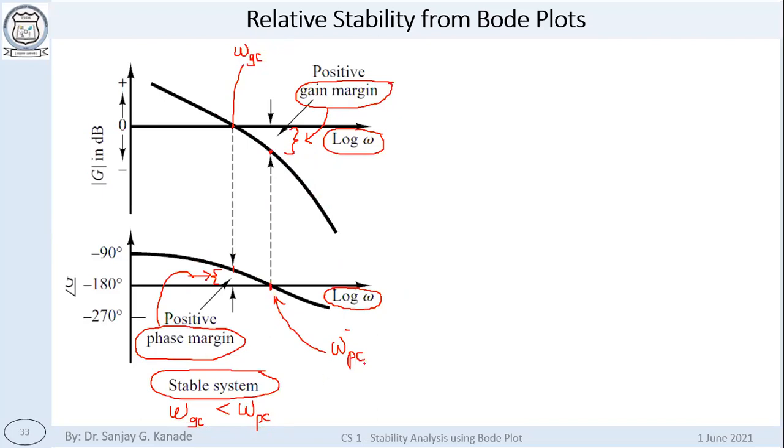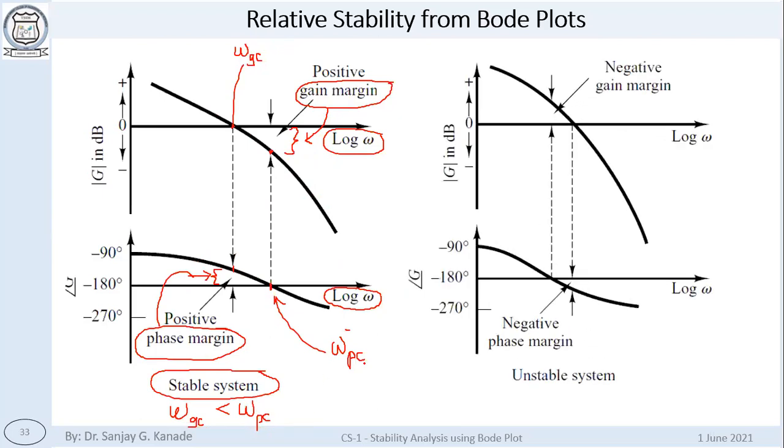and these are called positive gain margin and positive phase margin. When this condition is not satisfied, like this, now what is the case here? You can see what is omega GC. This is omega GC, and this is omega PC. So omega GC in this case is greater than omega PC.